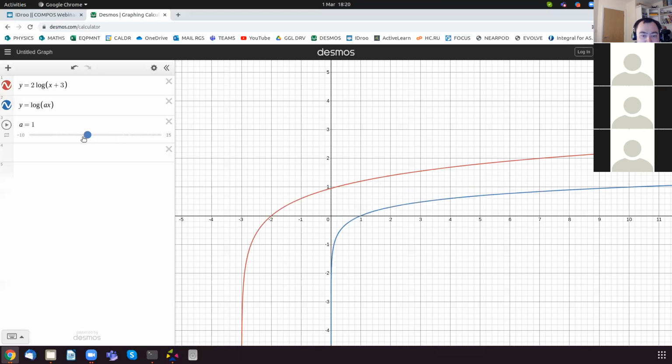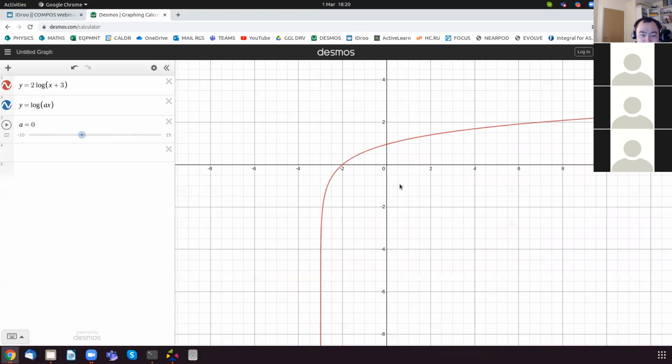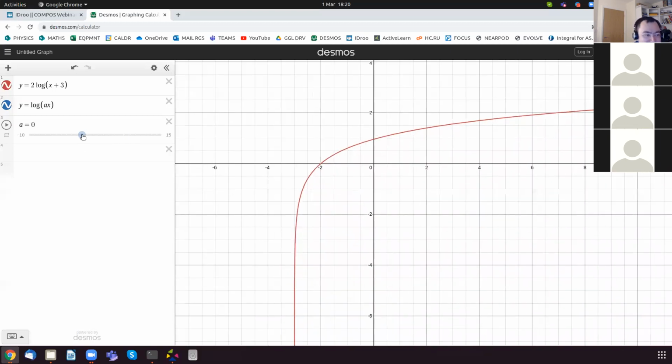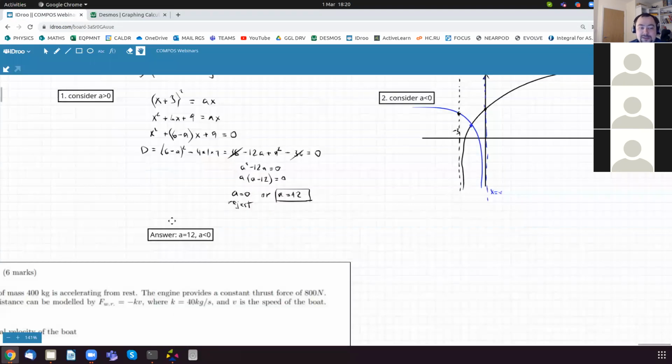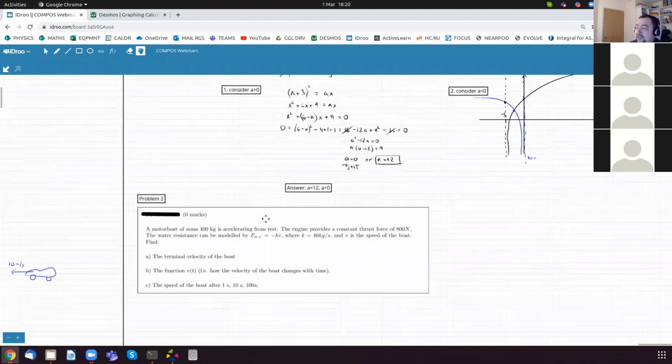Moving back, a equals 0 does not exist. Desmos tells you, no, sorry, not going to happen. But for any negative value, there will be a point of intersection on the interval between -3 and 0. Okay, so that is how you approach questions like that. There will be more questions like that in the next few assignments, so be prepared.